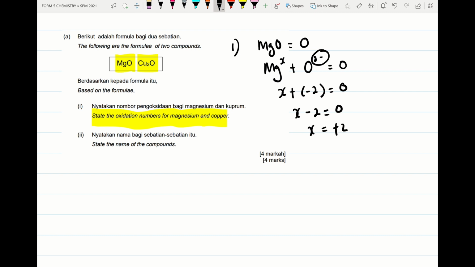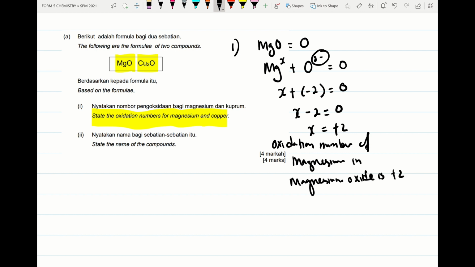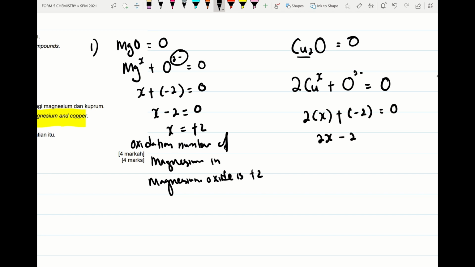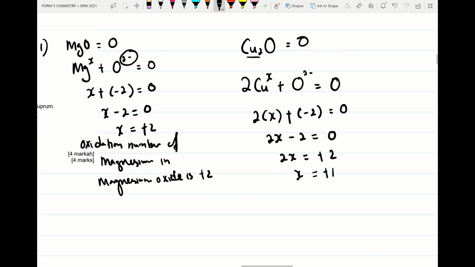We have found the oxidation number in magnesium oxide: the oxidation number of magnesium in magnesium oxide is positive 2. Please remember to put the positive sign. Next is copper, in Cu2O. We want to find the oxidation number of copper in this compound. We have copper 2, and I don't know the oxidation number, so I represent it with X, plus the oxide ion. The sum should be 0, so 2X plus negative 2 equals 0. So 2X minus 2 equals 0, 2X equals positive 2, and X is positive 1. So we name the oxidation number.